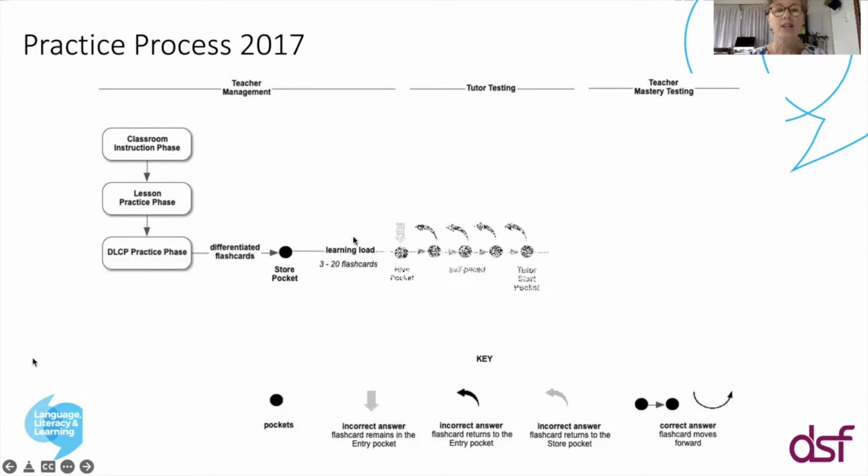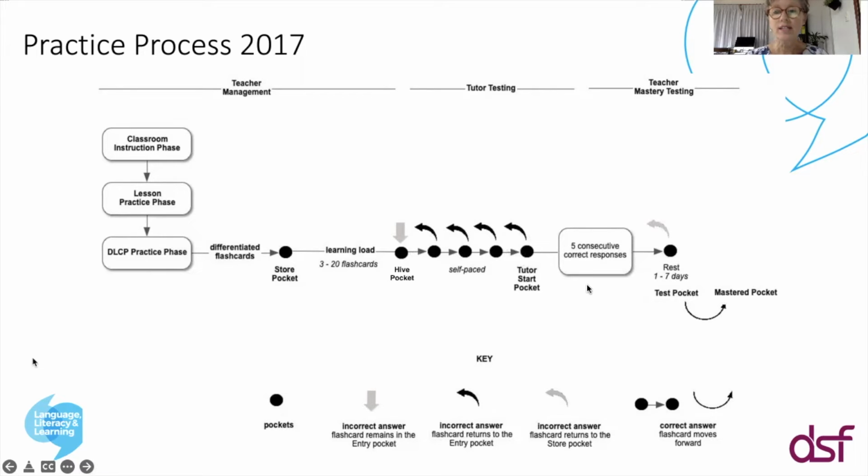Approximately 3 to 20 flashcards, the learning load, are then placed into the hive. Then there's a self-paced process where content moves forward when correct, but when incorrect, it returns back to the hive. The starting point is wherever the content is furthest along. If the folder tutor pockets are fully populated, then this is the starting pocket and the testing proceeds backwards. In order to move on to the mastery test phase, there needs to be 5 consecutive correct responses. And if that has occurred, then the flashcard, the learning item, goes into the test pocket where it sits between 1 and 7 days, depending on which day it arrives there before the mastery test pocket. It's tested, and if it's correct, it goes into the mastered pocket. If it's not correct, then it goes all the way back to the store pocket so that this learning load is not disrupted.